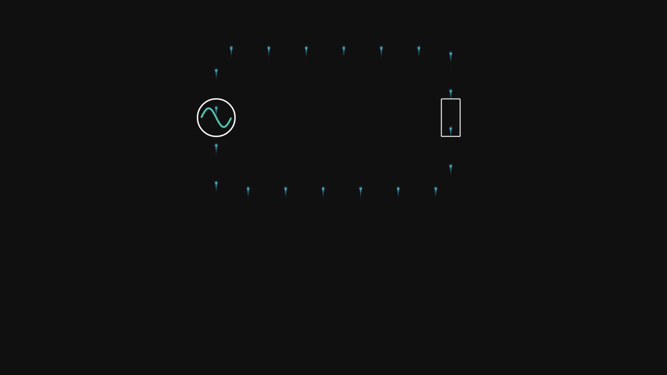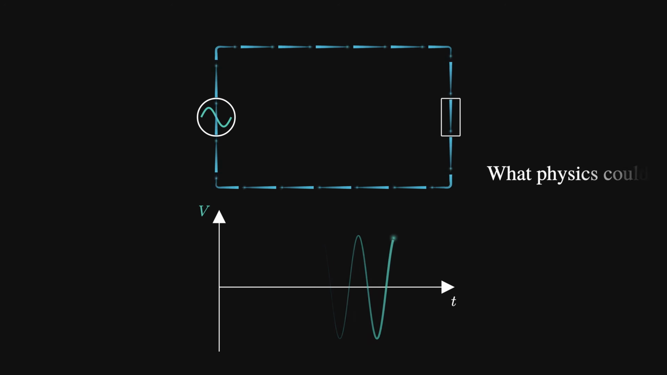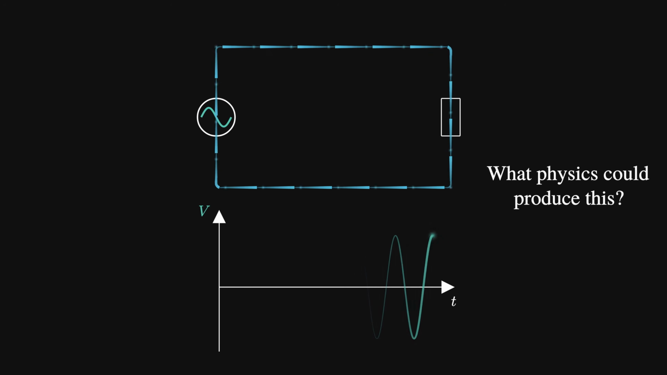What we want is a device that produces a voltage around a circuit loop that reverses direction continuously. In other words, an alternating voltage source that drives an alternating current, like you see in this diagram. Graphically, if we were to plot the voltage against time, it might look something like this. So to begin with, let's ask ourselves a simple question. What kind of physics is even capable of producing an alternating voltage like this?